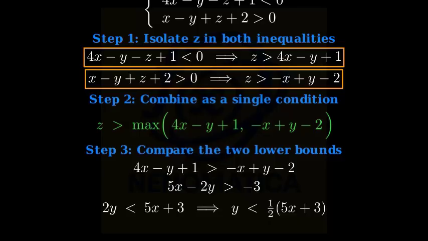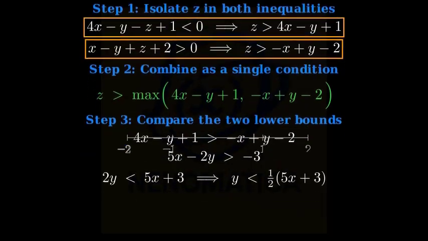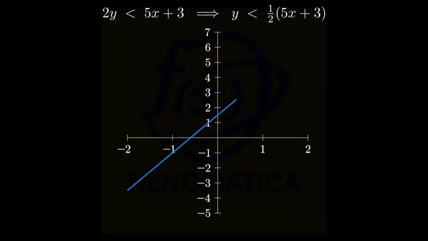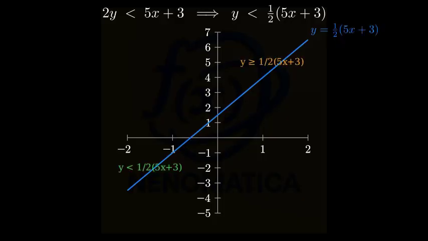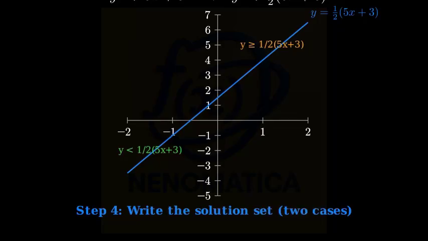splits the cases. To visualize the split, we draw the x-y coordinate plane and the boundary line y equals 1/2 times parentheses 5x plus 3. Here are the axes. Now, the boundary line appears, with 2 regions labeled below and above the line. Step 4. We now state the solution in 2 cases depending on the side of the line.